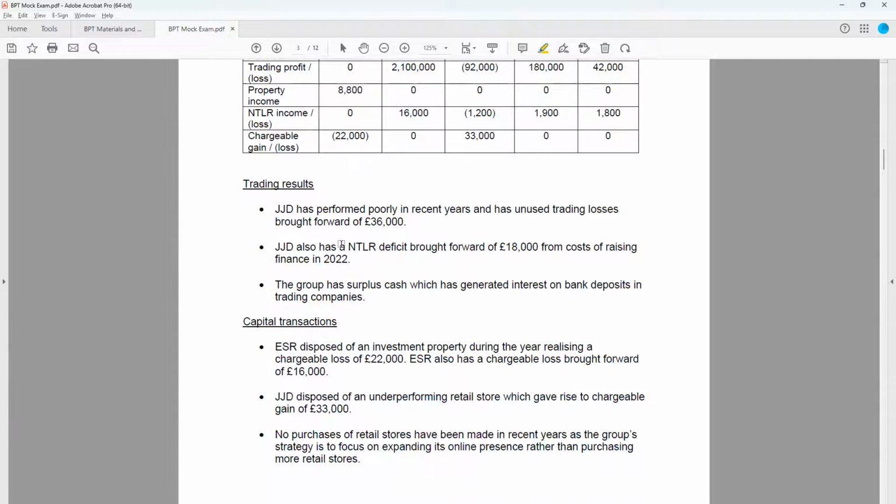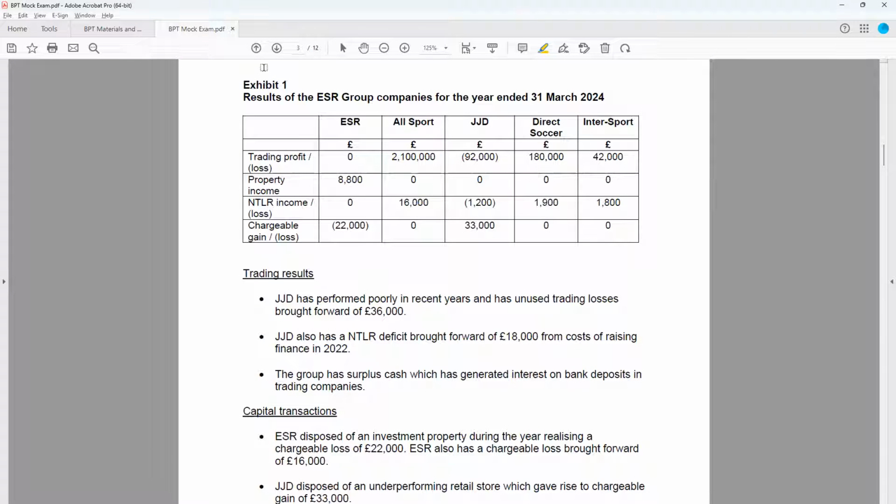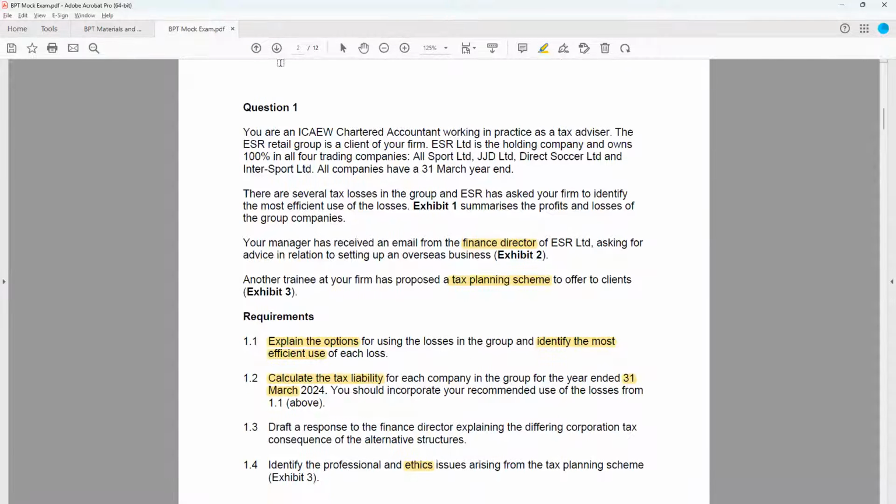And then we've got some narrative to go with it to tell us about the trading results and capital transactions, and we can already see where some of the losses are. So that's obviously useful for these first two parts of the question.